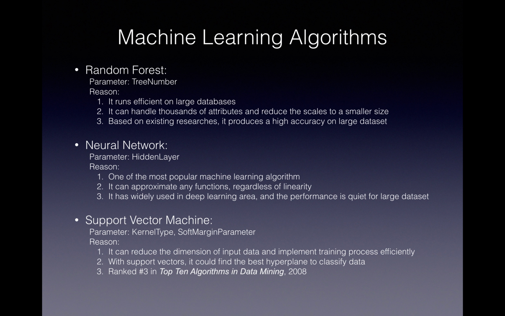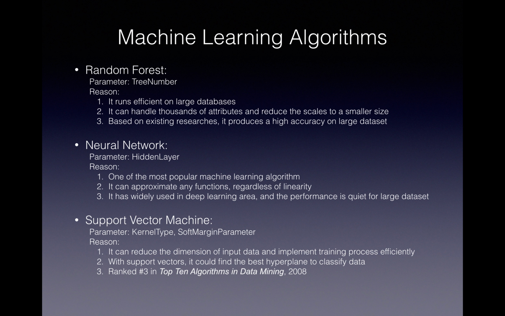Firstly, it's about the random forest. The forest means plenty of trees, so it is formed of many decision trees. You can change the number of trees, and the main advantage of it is efficiency. It can run efficiently for a larger database, and based on previous researchers, it produces high accuracy on larger data sets.